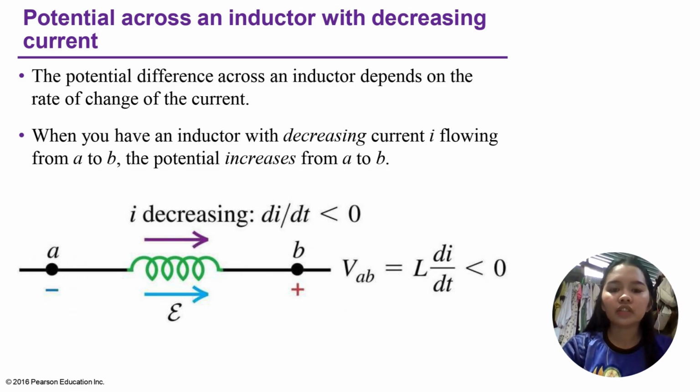So current decreasing, di over dt is less than 0. It's the opposite of the previous slide. So V_AB is equal to L di over dt, which is less than 0.